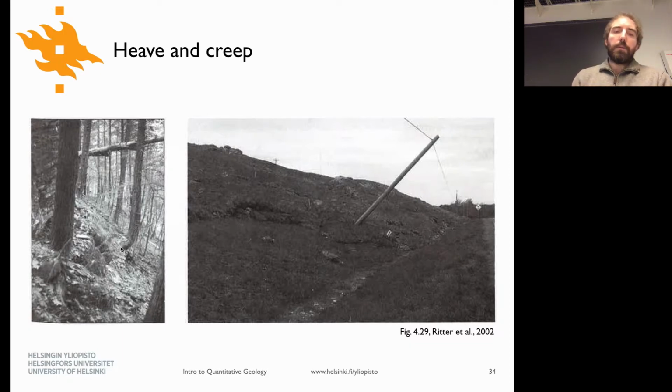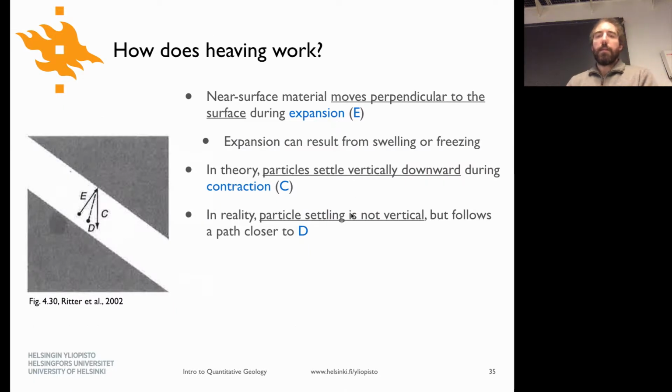This can happen also from snowfall. If you're in a place where there's quite a lot of snowfall, there's a kind of snow pressure that can bend trees. But this can happen in places where there is no snow, and you've probably seen this in places before. And here's another example of a telephone pole that's been tipped over by the creep process.